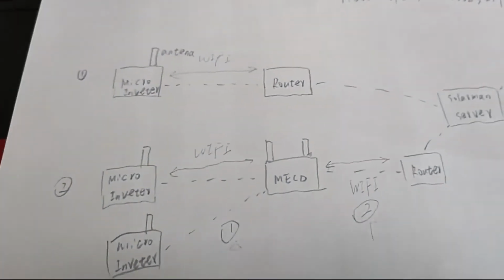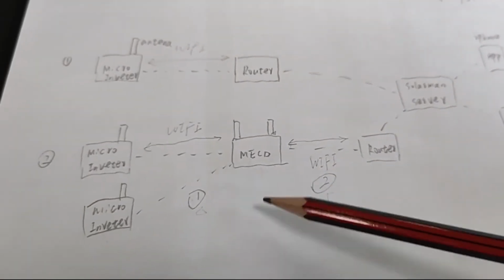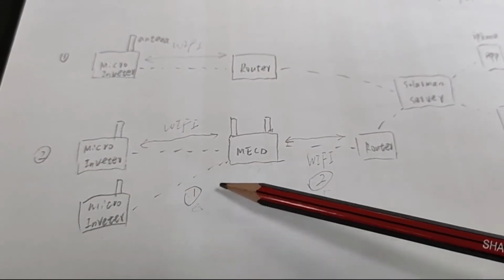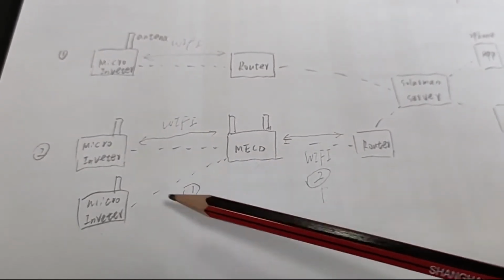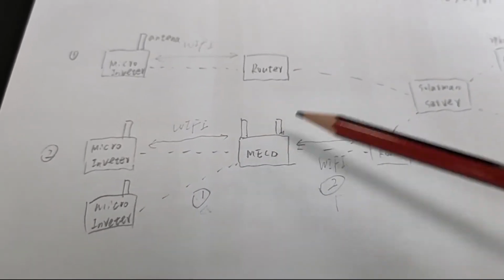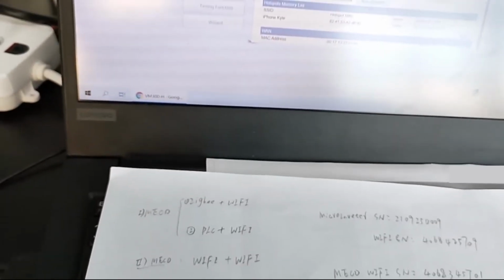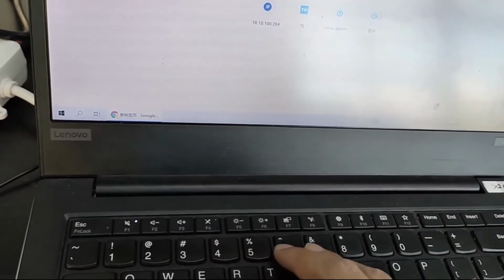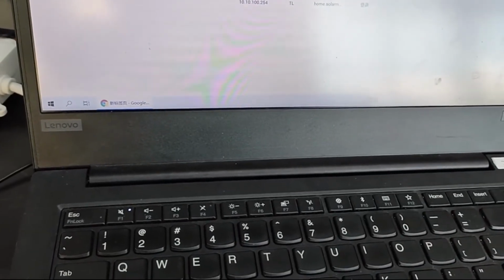Now we have already completed step 2. Since in our laboratory there are too many Wi-Fi tests, we need to configure step 1, configure the microinverter to the MECD. Here we input 1, 0, this one.